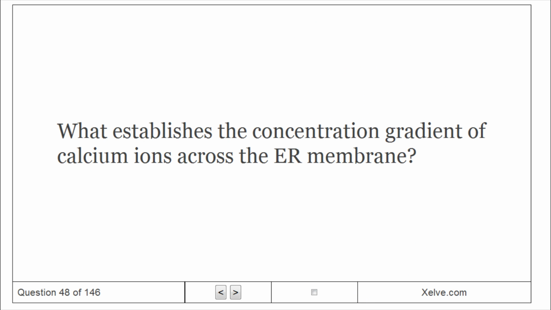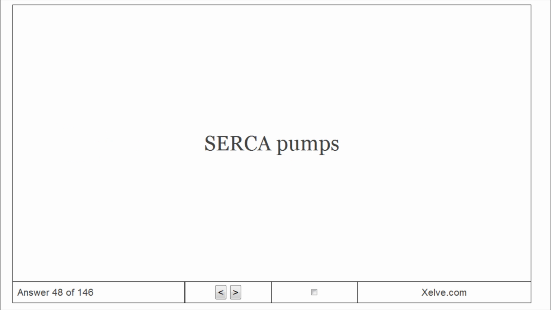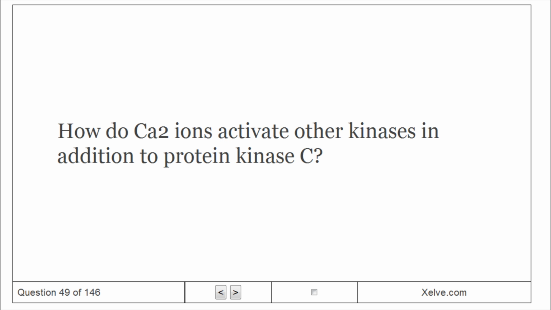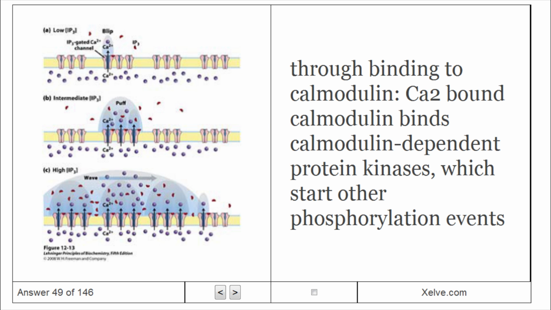What establishes the concentration gradient of calcium ions across the ER membrane? SERCA pumps. How do Ca2+ ions activate other kinases in addition to protein kinase C? Through binding to calmodulin. Ca2+-bound calmodulin binds calmodulin-dependent protein kinases, which start other phosphorylation events.